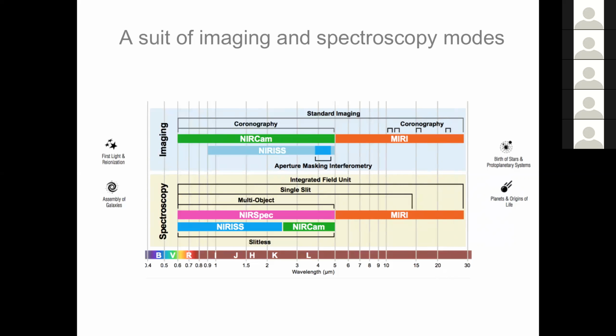For spectroscopy, you can do multi-object spectroscopy, single-slit spectroscopy, and integral field spectroscopy. That is a small region of the sky where every pixel gets a spectrum. And basically, all science instruments have these capabilities. Well, not all. For example, NIRISS cannot do IFU.